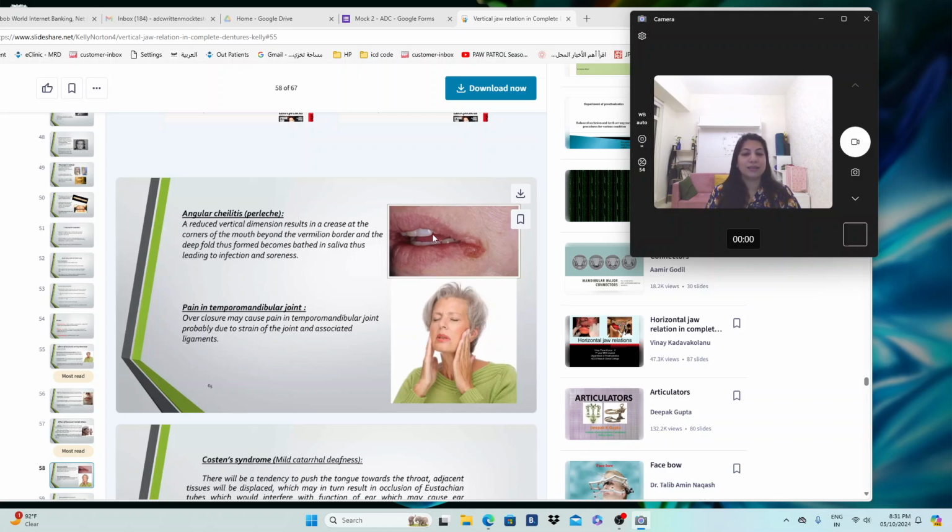So one of the classic signs of decreased vertical dimension is perleche, that is angular cheilitis. Classical sign of increased vertical dimension is clicking and gradual increase of pain as the day progresses. Remember these 3 points, and if the question is mentioning them, you know what the problem is going to be.